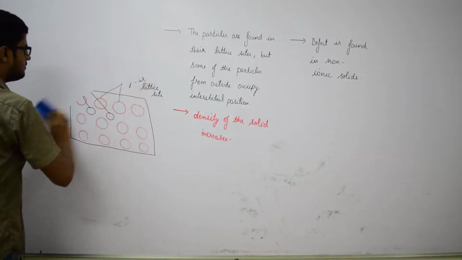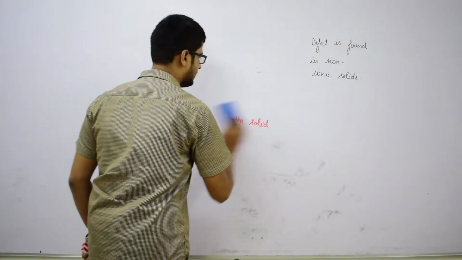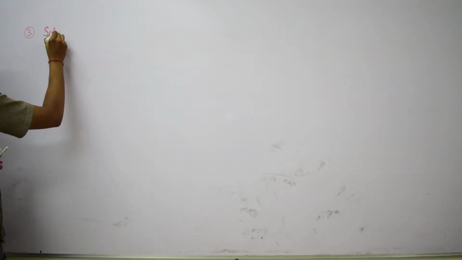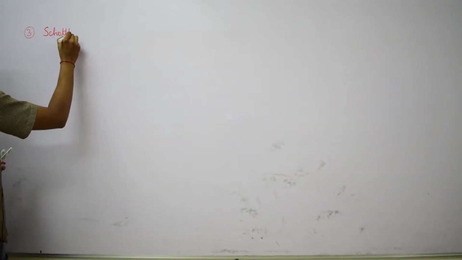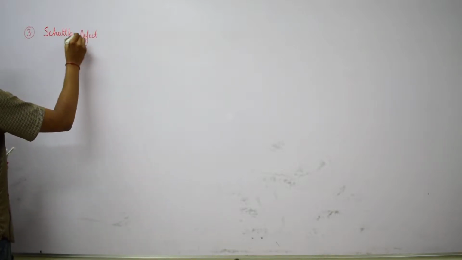Now let us discuss the third type of stoichiometric defect, that is Schottky defect.